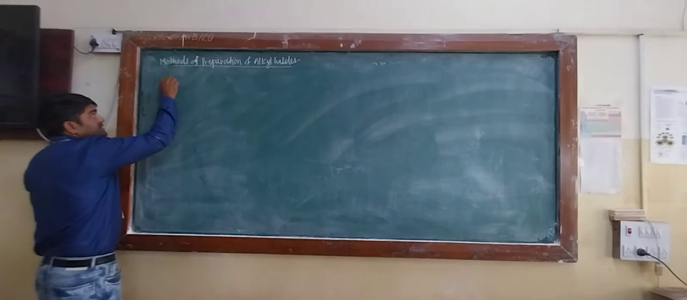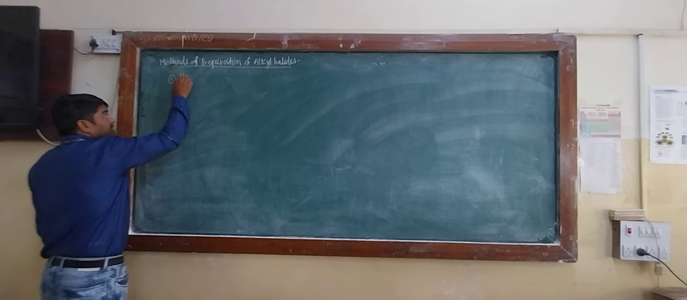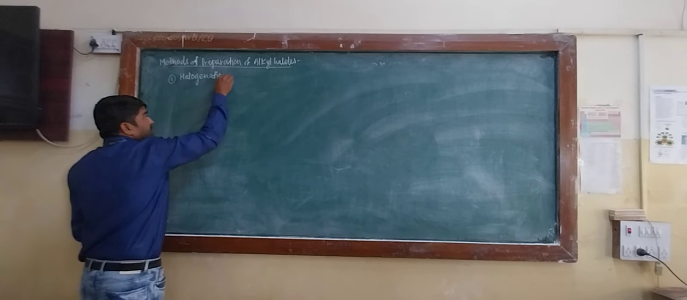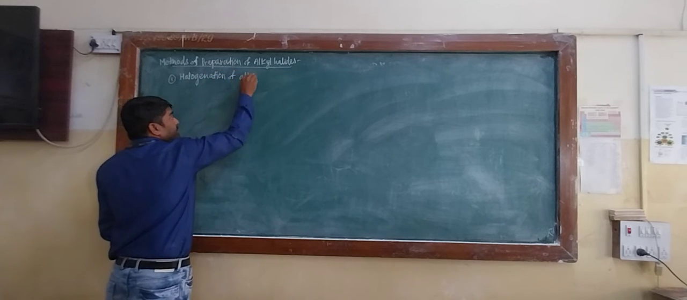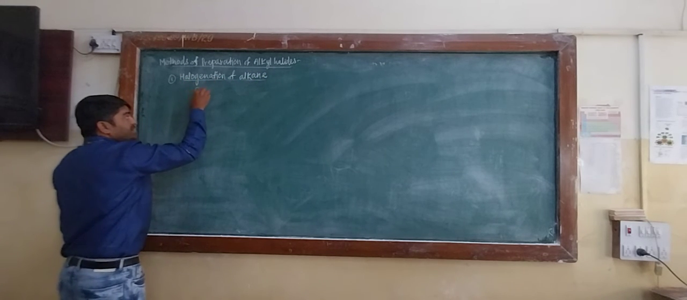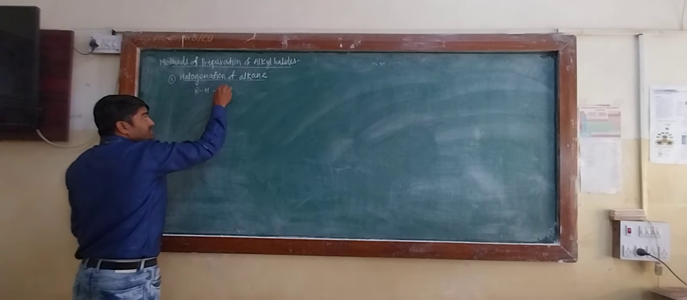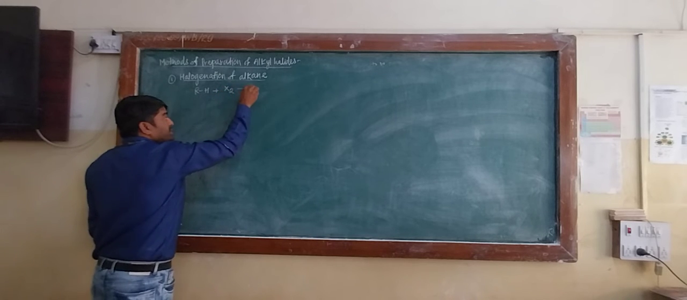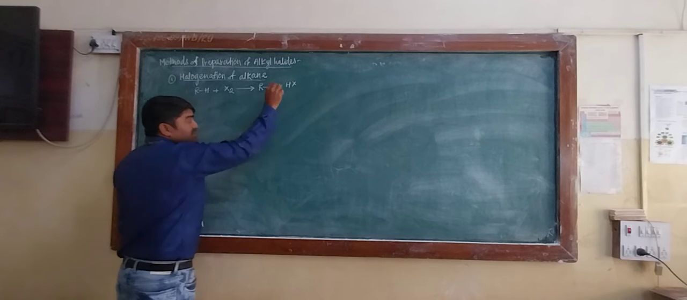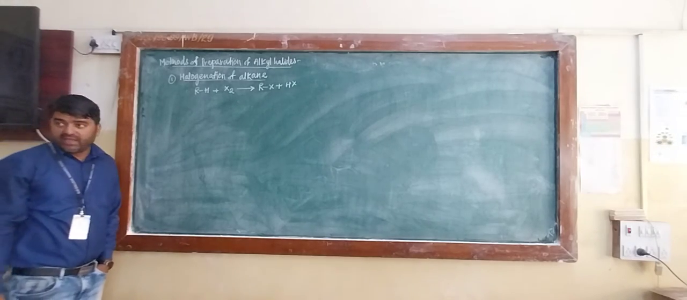So the first method of preparation of alkyl halide is halogenation of alkane. The general reaction is RH, representation for alkane, plus X2, right? It gives RX plus HX. So it is the example of an oxidative substitution reaction.